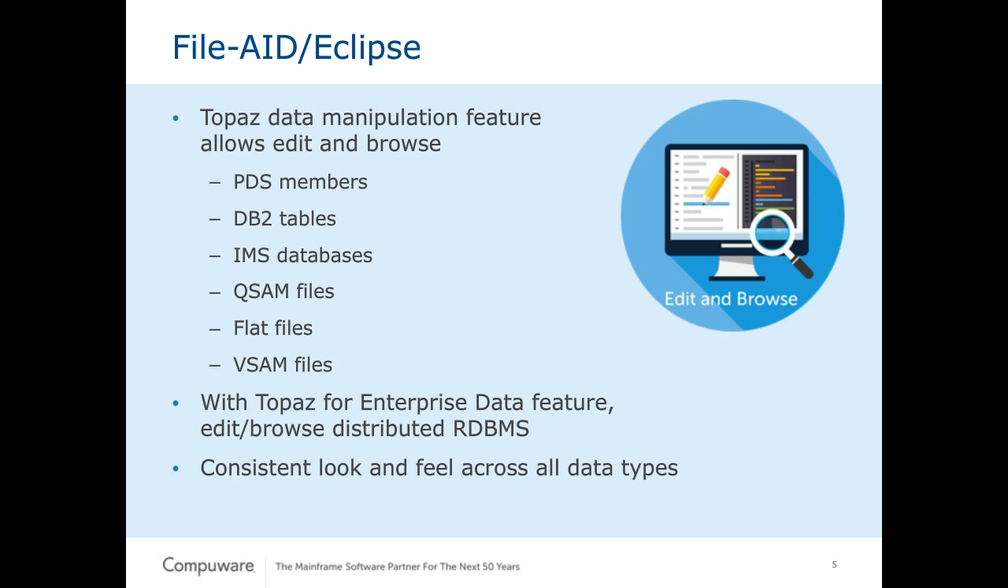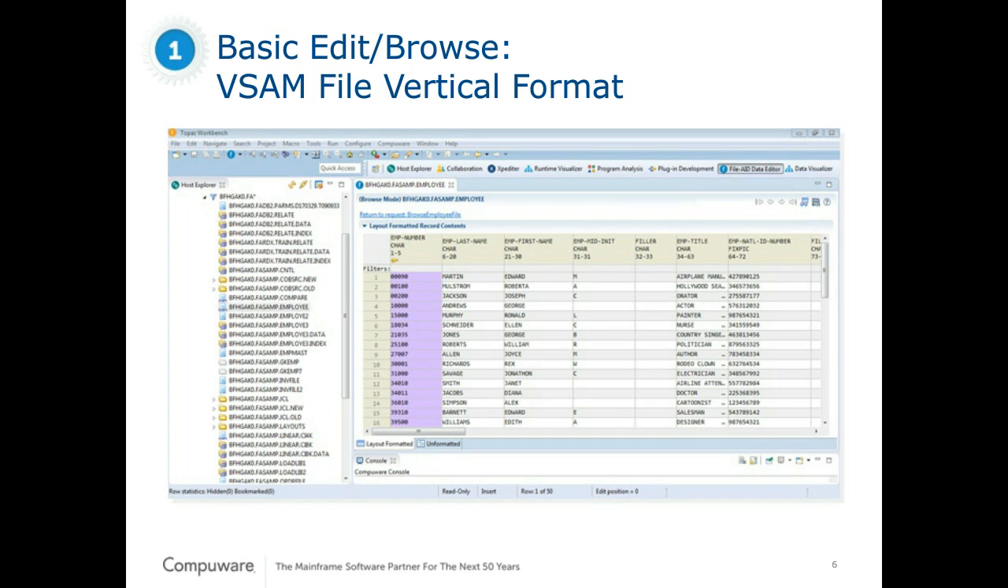Excellent. Thanks, Kevin. Let's start with number 1 of our 10 cool features, the basic edit and browse. Right here we're looking at a VSAM file in vertical format. We can easily edit and browse VSAM or sequential files within a nice graphical interface. We can still use the copybooks to map the data into a nice readable display format, or we could view the data in character mode.